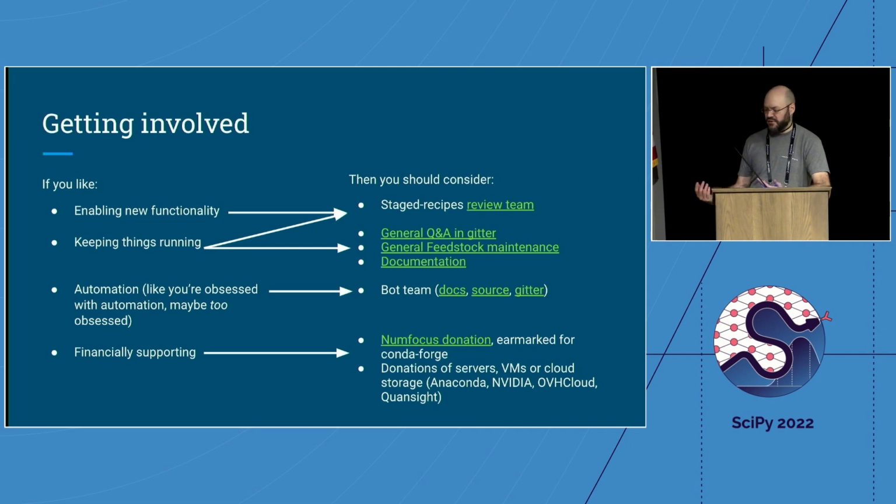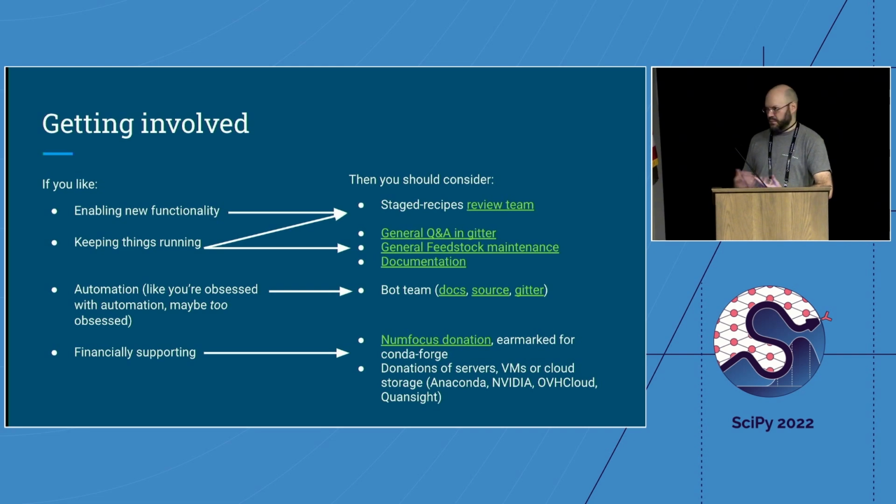There's a large number of reviewers with various different specializations, and so we're always interested in getting a couple more reviewers in that space. We've got a couple of QA channels where people ask questions like, hey, how do I do X? And generally most of that happens on Gitter.